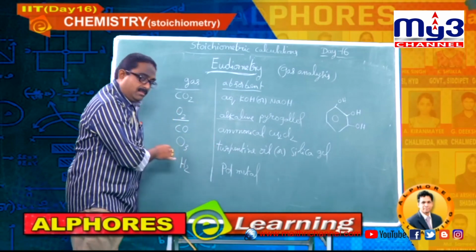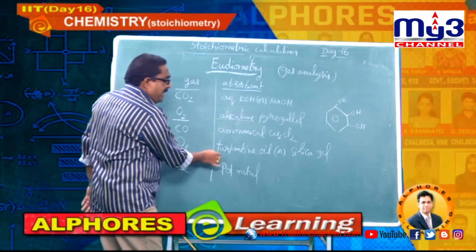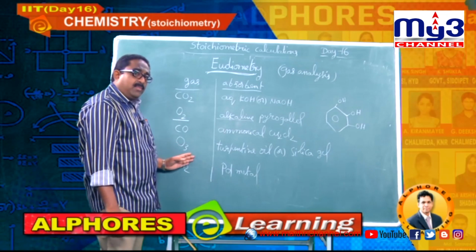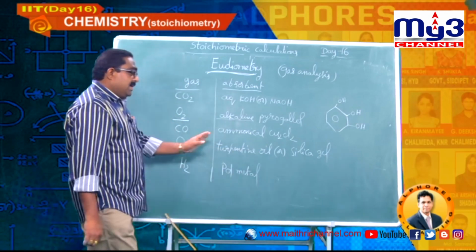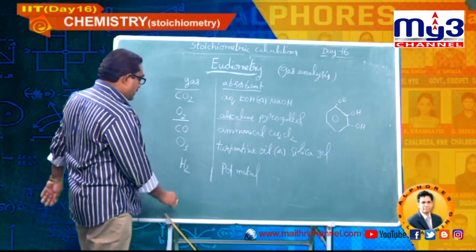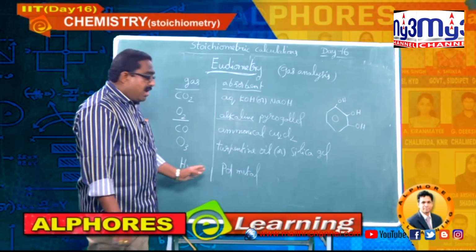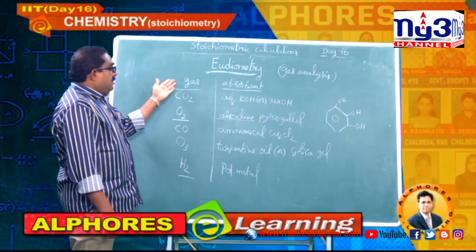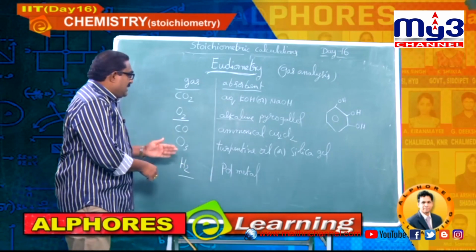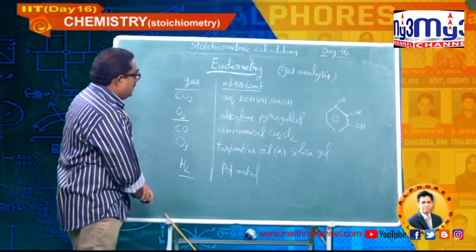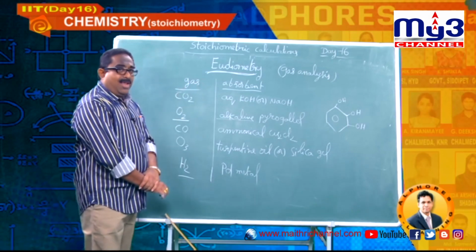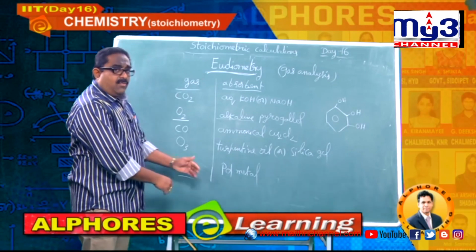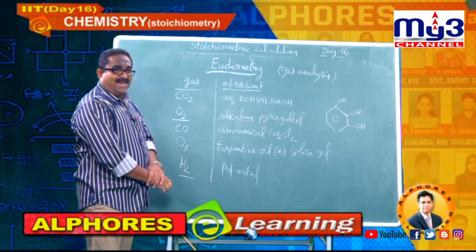Next, ozone. You can use either turpentine oil or silica gel. Ozone gas can be absorbed into these 2 chemicals, either turpentine oil or silica gel. Hydrogen is going to be adsorbed onto the surface of palladium metal. So, one should know at least this data to solve the numericals based on eudiometry. Note down, students. After this, I will go for numericals based on eudiometry.